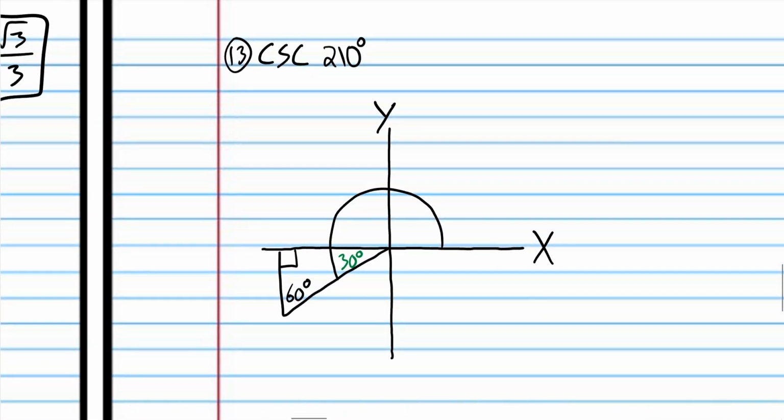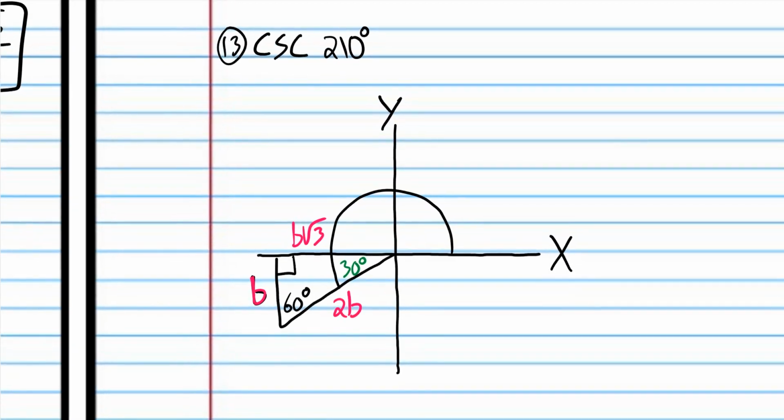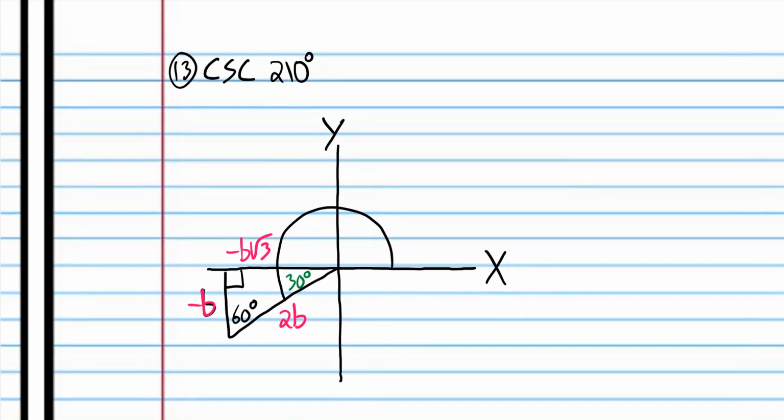And so what that means is if this side is B, then this side must be B root 3, and this side must be 2B. That's what the 30, 60, 90 degree triangle theorem tells us. But remember, sometimes you have negative side lengths. This side is to the left of the y-axis, so it's negative. This side is below the x-axis, so it's negative.